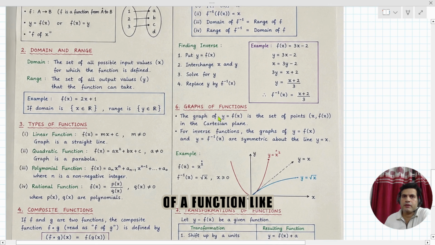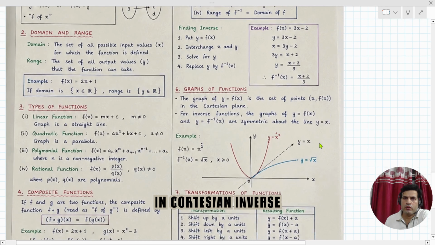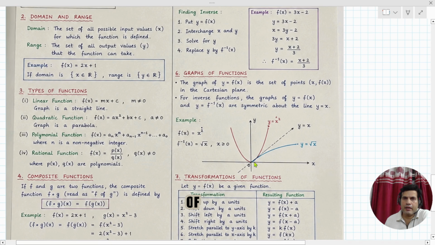And the graph of a function y equals f(x) is the set of points (x, f(x)) in the Cartesian plane. For the inverse function, the graphs of y equals f(x) and y equals f inverse(x) are symmetric about the line y equals x. So this is the line y equals x, and this is the symmetry: this is y equals x squared, and this is y equals under root x. So f(x) equals x squared and f inverse is under root x. Both are inverses, symmetric about the line y equals x.